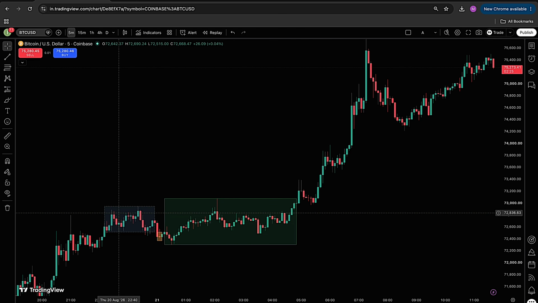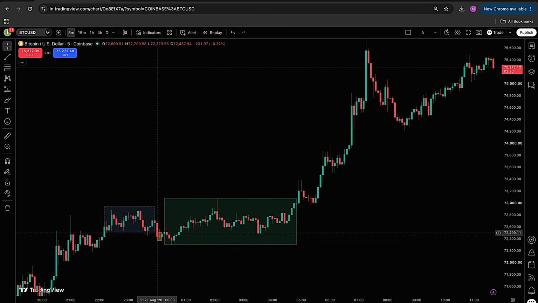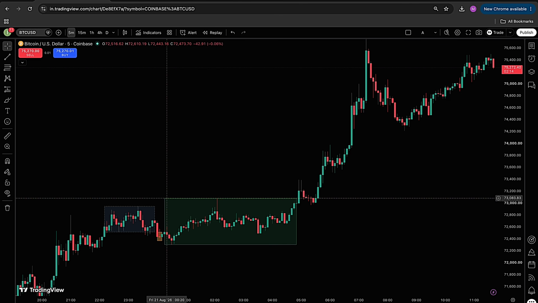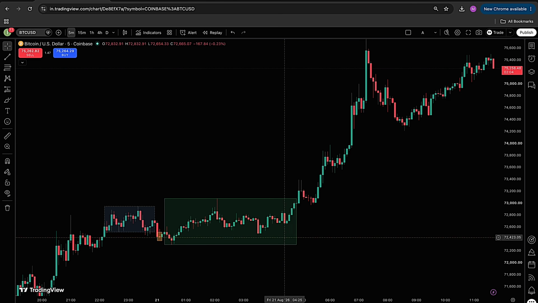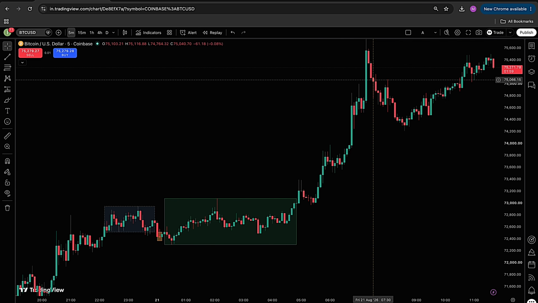Here you can see three colored boxes. The first one is the blue box here. The second is the yellow box here, which you can see right here. And the third one is the green box. And here you can see that when this green box was broken out, the market went up quite well.